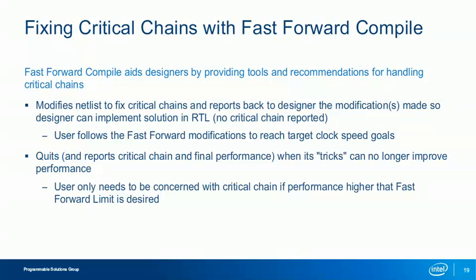Fast Forward Compile only quits and reports a critical chain when it cannot improve the design performance through its design modifications. But at that point, the designer already has a path to achieving a target clock speed. The designer is only concerned with the critical chain if he or she wants to achieve target clock speeds beyond those reported by the fast forward limit step.